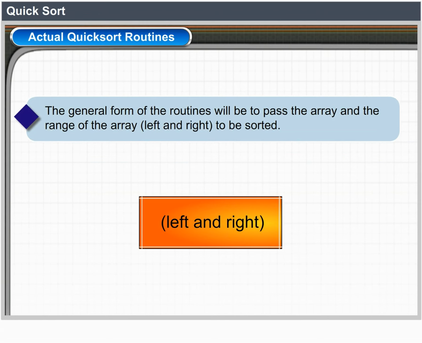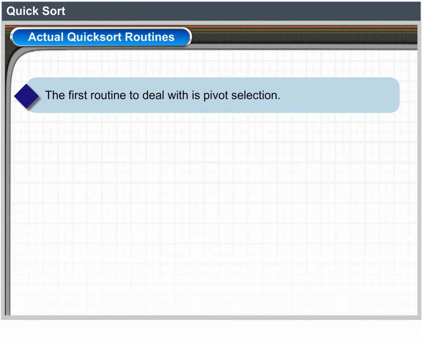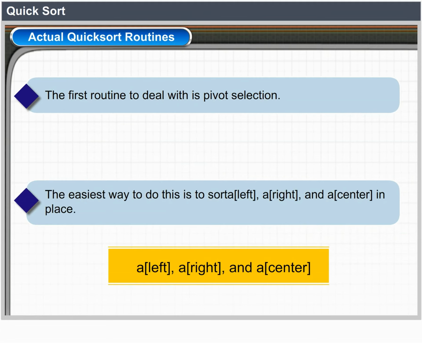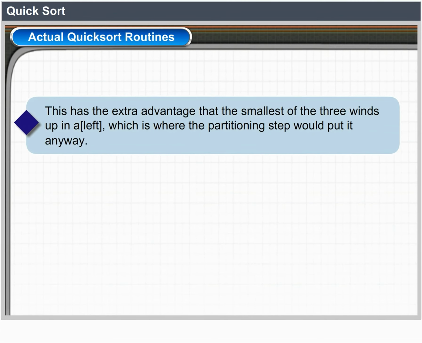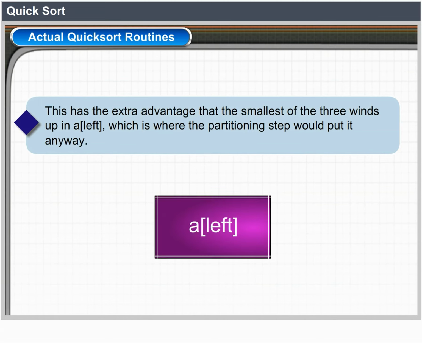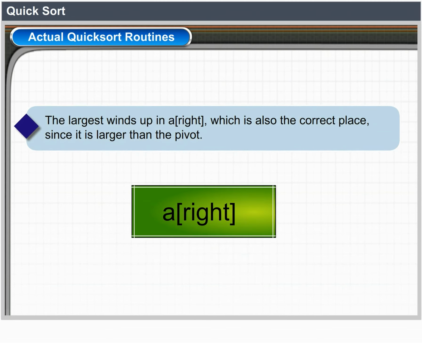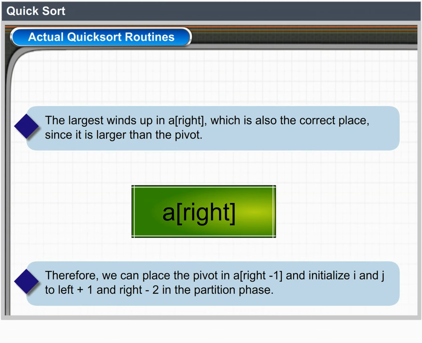The first routine to deal with is pivot selection. The easiest way to do this is to sort A of left, A of right and A of center in place. This has the extra advantage that the smallest of the 3 winds up in A of left, which is where the partitioning step would put it anyway. The largest winds up in A of right, which is also the correct place since it is larger than the pivot. Therefore, we can place the pivot in A of right minus 1 and initialize I and J to left plus 1 and right minus 2 in the partition phase.